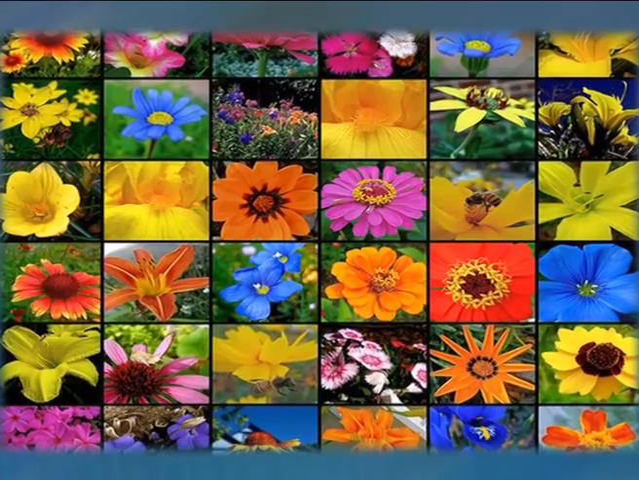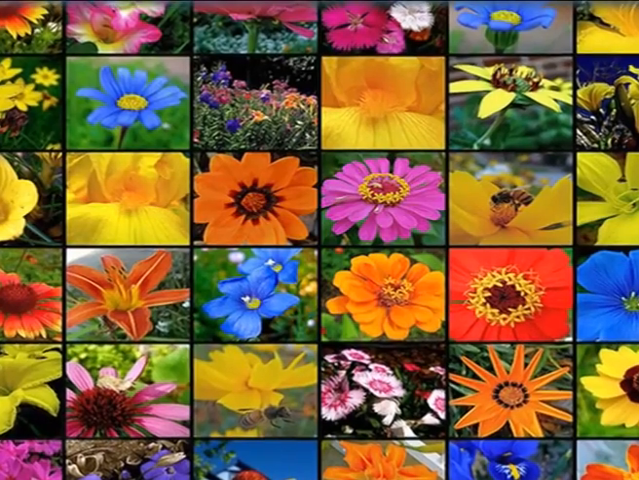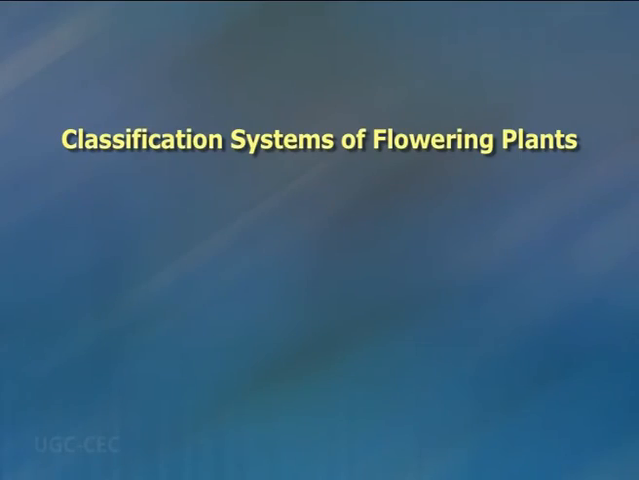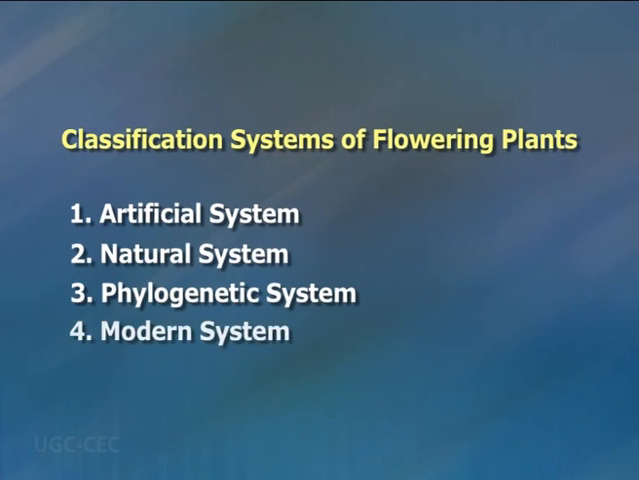Introduction to modern classification of plants. Flowering plants, that is angiosperms, possess enormous diversity of size and structure. On the basis of different criteria and number of features, angiosperms can be classified in various ways. A number of classification systems have been developed by various philosophers, herbalists and botanists. Broadly, there are 4 groups of classification systems of flowering plants: artificial system, natural system, phylogenetic system and modern system.